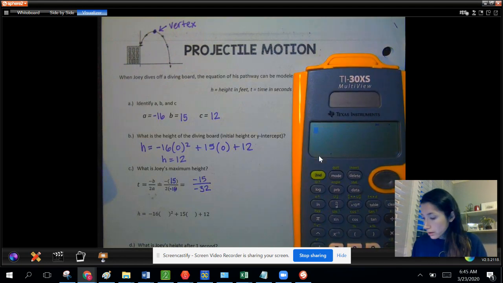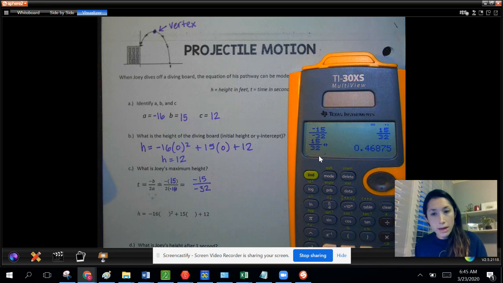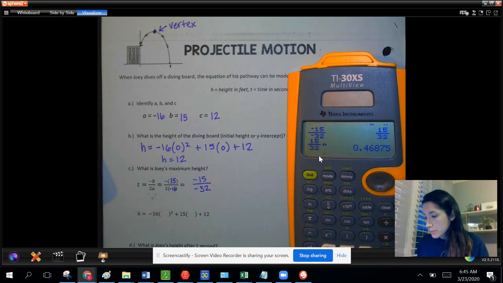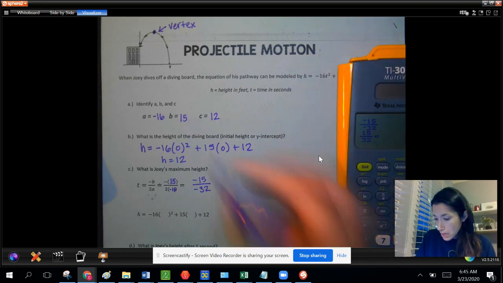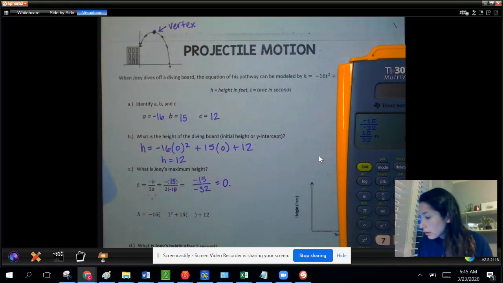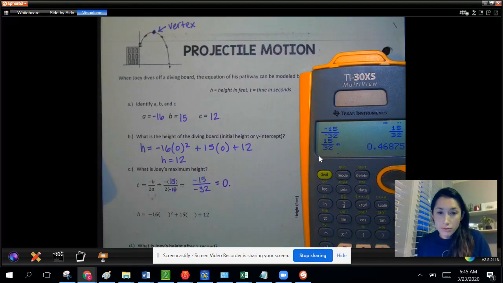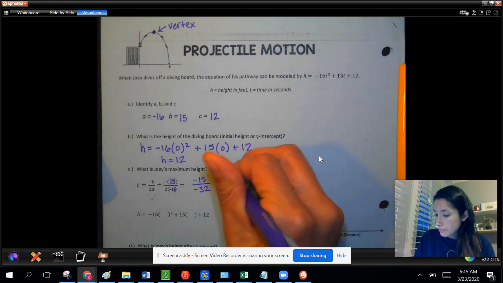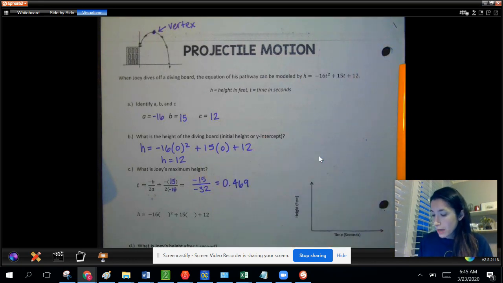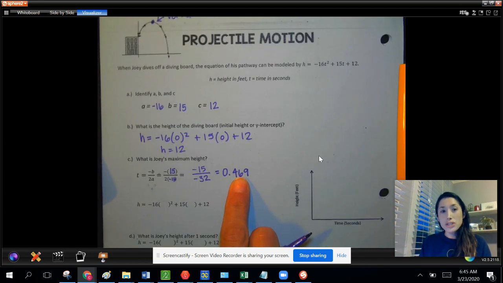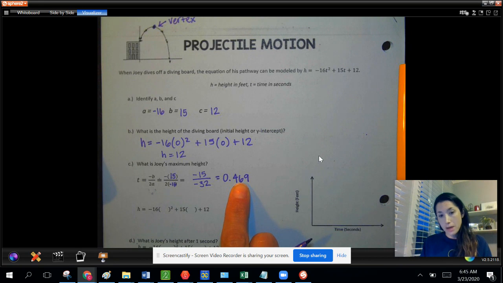So I'm just going to pull out my calculator here. Negative 15 over negative 32, and we're going to put it into a decimal format. Usually I round to 3 decimal places, so I'm going to say that this is 0.468. We'll round to 0.469. Okay, this is actually t, which represents time. So we really haven't figured out the maximum height yet. We just know the time that he reaches that maximum height.